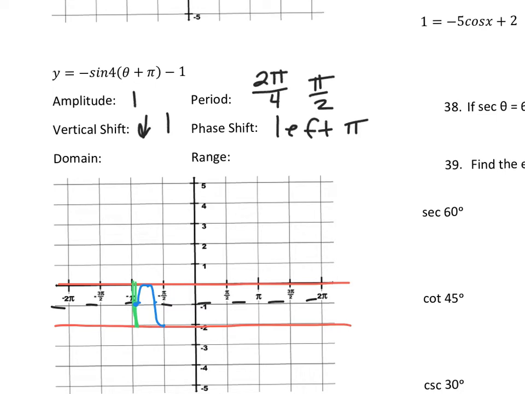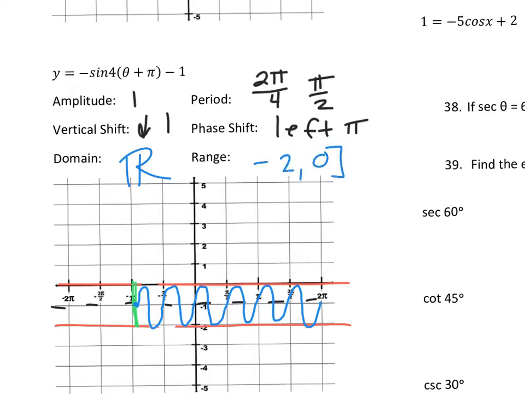I didn't fit all that right here. Hold on. So it's going to go in between here and here. It's going to be a 0, max, 0, min, and keep going. Okay, and you can go to the left too. So the domain is going to be all real numbers again because it's going left and right infinitely. And the range is going from -2 to 0.